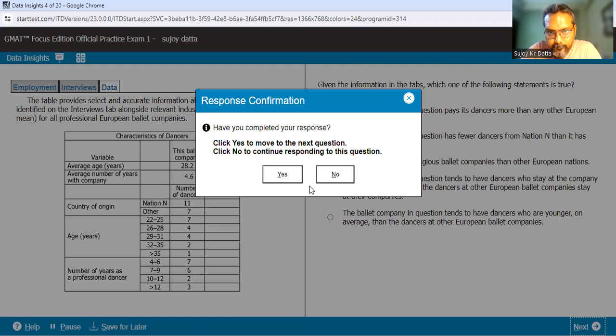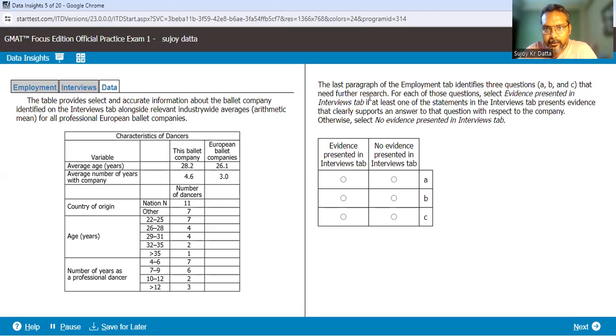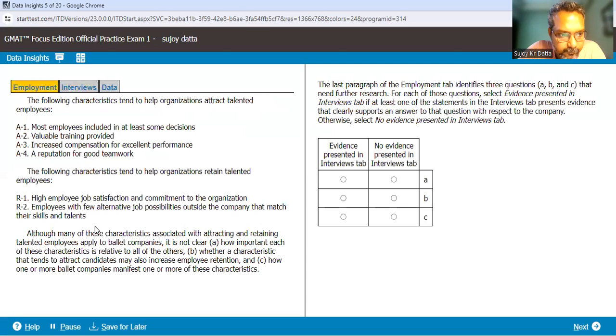Yes, next. It's 4.6 and 3 years, right? That's right. All right, the last paragraph of the employment tab. And there were three questions for this. Select evidence in the interviews tab if at least one of the interview statements in the image represents evidence that clearly supports an answer to that question, and no evidence otherwise. Okay. How important each of these characters is relative to others?